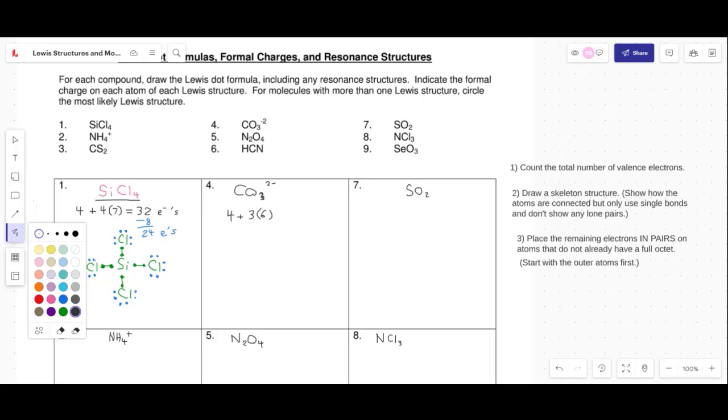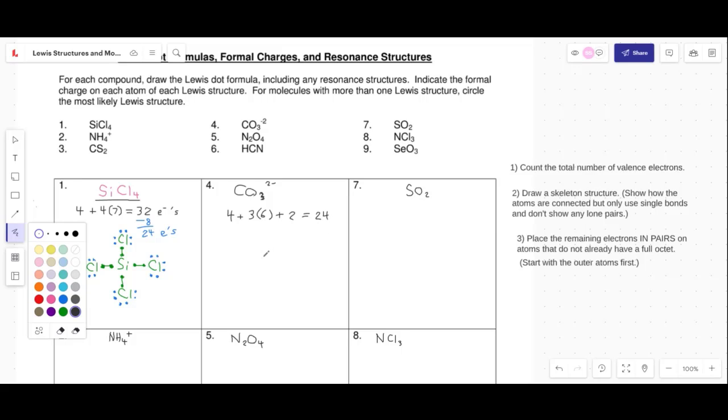2 minus charge. I'm going to have extra. Very good. It's negative. Valence electrons are negative, so if I have a negative charge, that means I have extra valence electrons. This actually has 2 extra valence electrons, so I'll add that 2 there. So 3 times 6 is 18, plus 2 is 20, plus 4 is 24. Add these up, you get a total of 24 valence electrons.